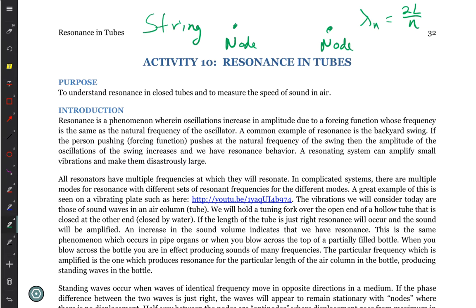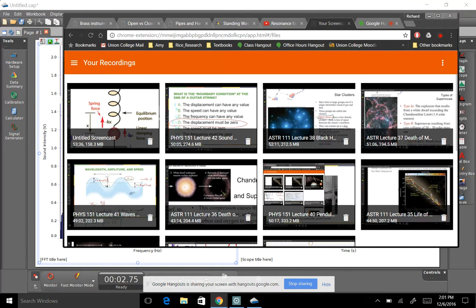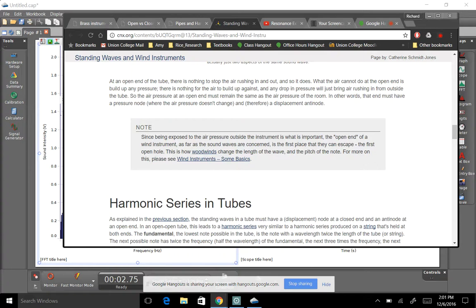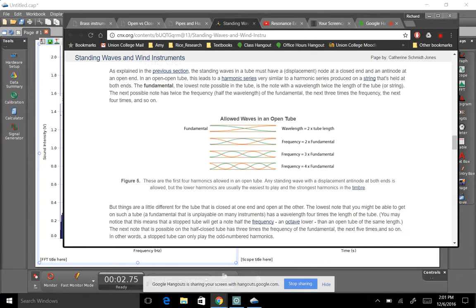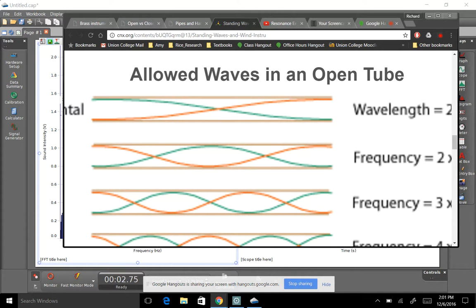Now, for lab today, we're going to be exploring tubes that resonate. So you have two types of tubes that can resonate. And I'm actually going to go to the textbook supplement on this topic. Harmonic series in tubes. We have two kinds of tubes we talk about, open tubes or closed tubes. An open tube is a tube that's open on both ends as shown here.